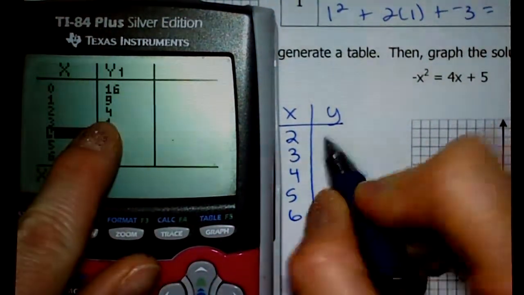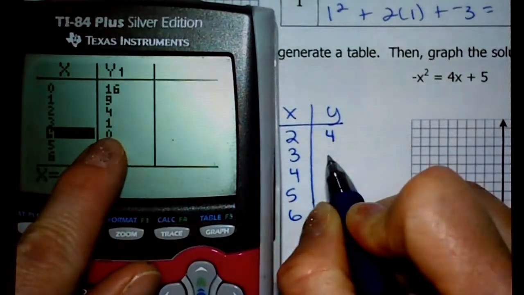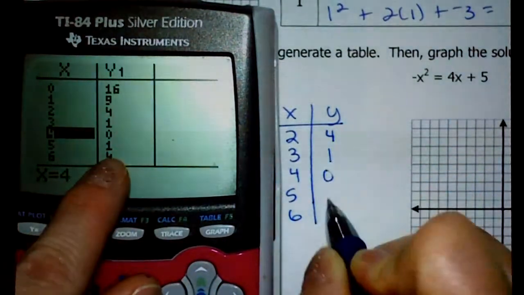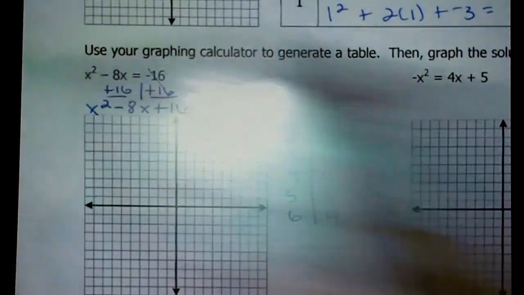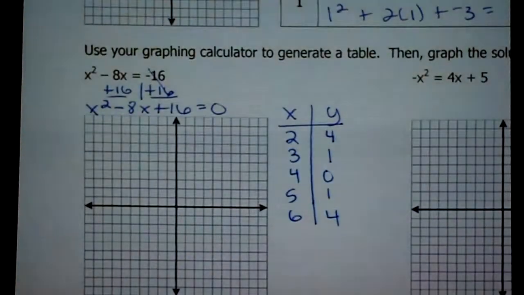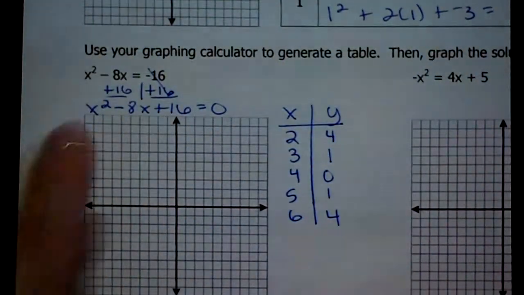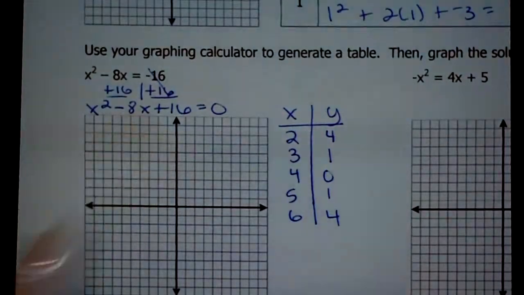And I can see in here when x is 2, y is 4, 3 it's 1, 4 it's 0, and then I have a 1 and I have a 4 again. That was a lot easier, wasn't it? But if you had to plug values in for the x, I know that you could do that. It's just these calculators are such a useful tool, and they make things go by a lot faster. And when you're taking your Explorer and you have 30 seconds a question, you'll thank me.